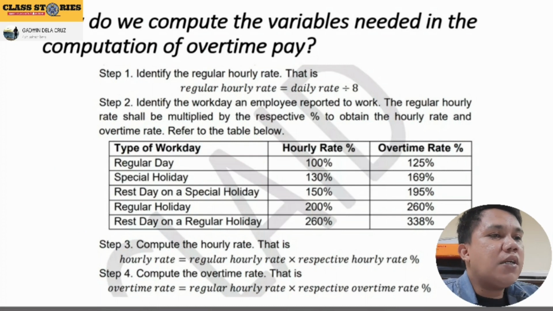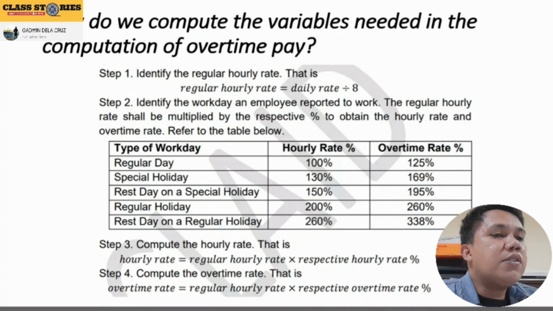So, kung ikaw naman ay magtatrabaho ng special holiday, example, Chinese New Year, no? Ang hourly rate mo is 130%. Kasi pwede ka namang hindi pumasok dyan kasi holiday yan, no? Pero kung papasok ka, mataas ang hourly rate mo. So kung 100 pesos ka per hour, kapag pumasok ka ng special holiday, magiging 130 pesos ang isang oras mo. At kung ikaw ay mag-overtime ng special holiday, magiging 169% per oras mo. So pinakamadaling intindihin dito, kung 100 pesos per oras ka, 169 pesos ka kada oras sa iyong overtime.